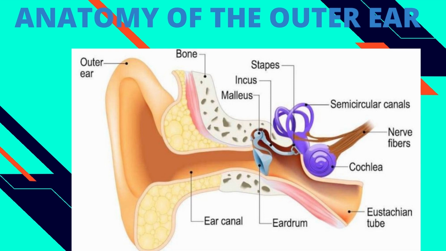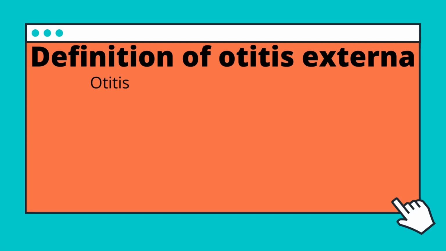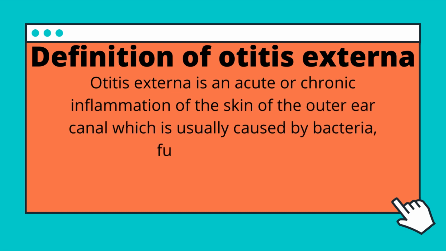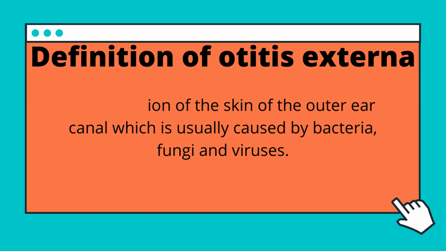Anatomy of the outer ear. The outer ear is divided into two parts, namely the part that protrudes from the side of the head, the auricle or pinna, and the canal that moves inward, the external acoustic meatus. Otitis externa is an acute or chronic inflammation of the skin of the outer ear canal which is usually caused by bacteria, fungi and viruses.